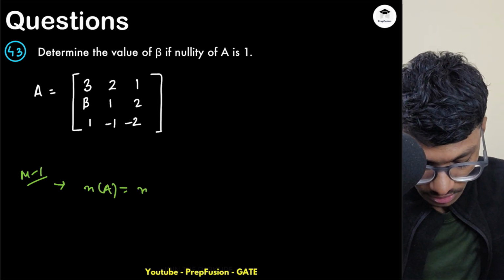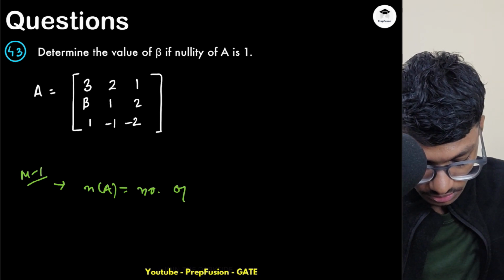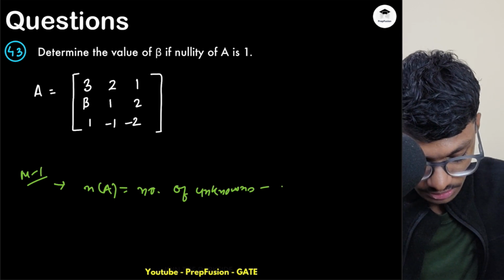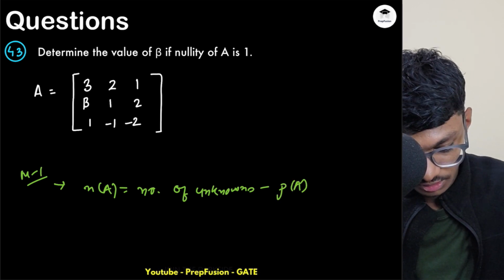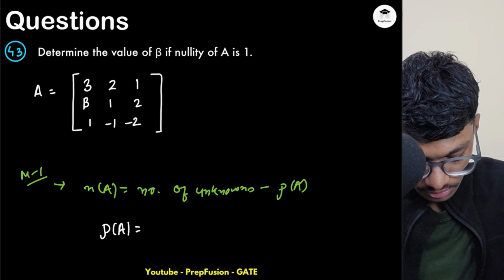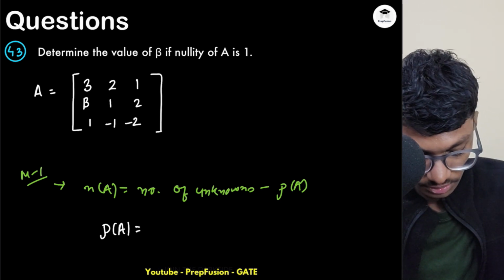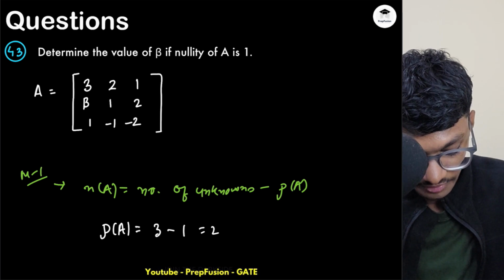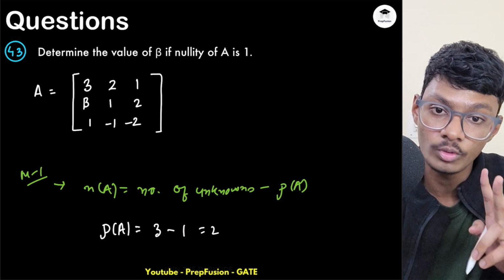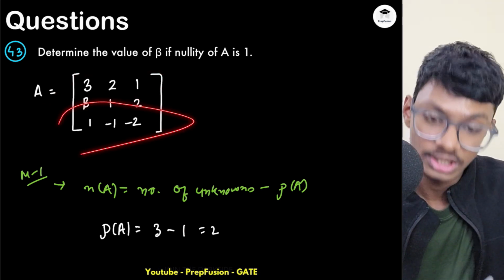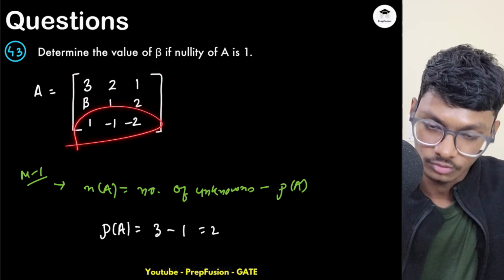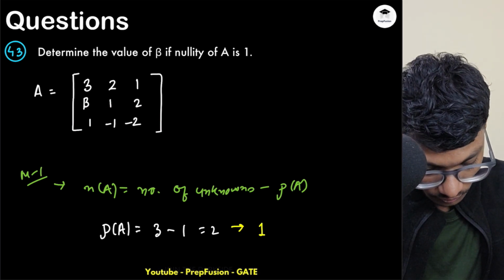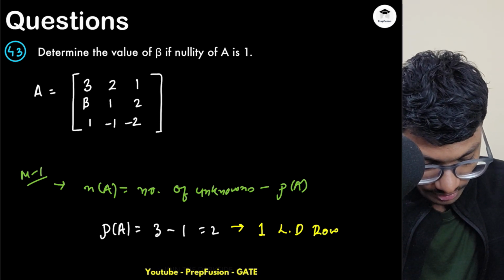So here, if nullity is 1, what is the formula of nullity? Nullity of A equals the number of unknowns minus the rank of A. So the number of unknowns is 3, minus nullity 1, so the rank of A is 2. Rank of A is 2, that means we have 2 independent rows or columns. We have one dependent row, one linearly dependent row or column, whatever you want to say.